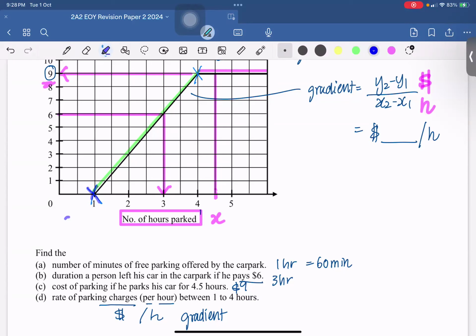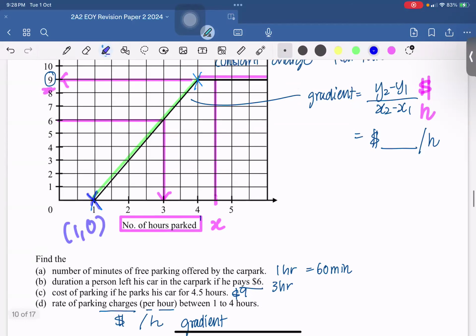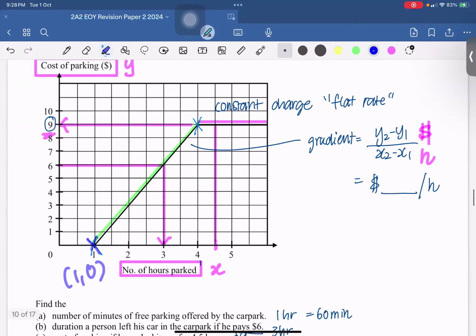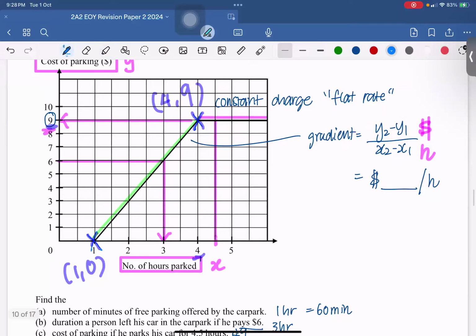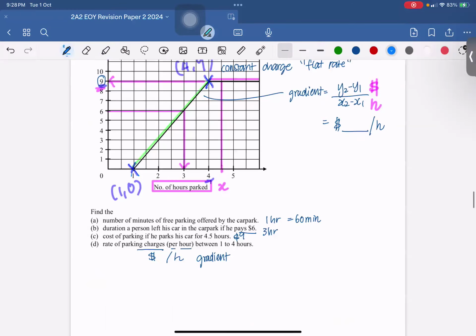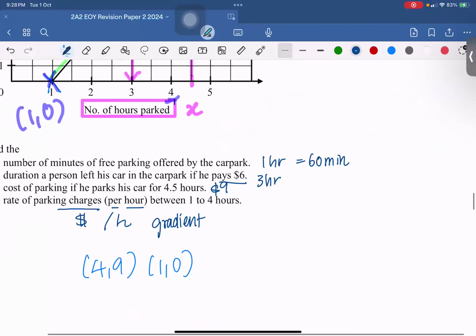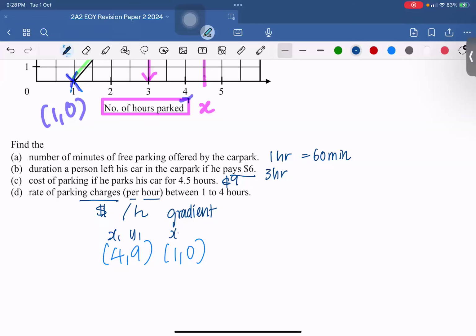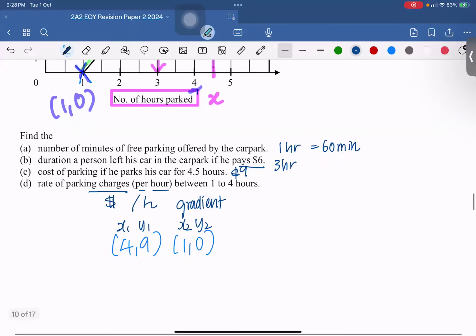This is the point 1, 0. This point is 4, 9. So I use these 2 points, find the gradient. 4, 9, 1, 0. Label x1, y1, x2, y2. Okay, now find gradient.